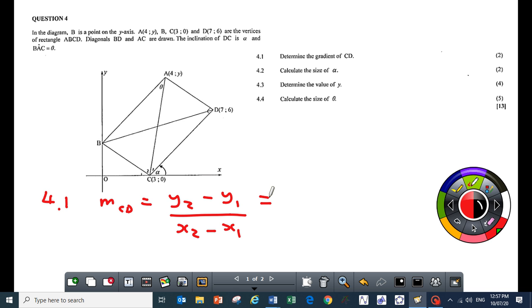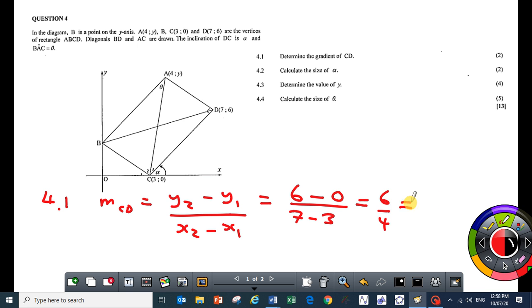My y2, I'm going to consider this 0 as my y2 and that 6 is my y1. Or I can do it vice versa. Let me say 6 minus 0, so this is my y2, that's my y1, all over 7 minus 3. So I'll get 6 over 4, which is the same as 3 over 2.